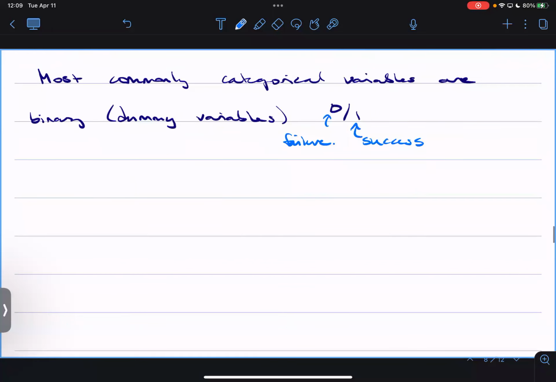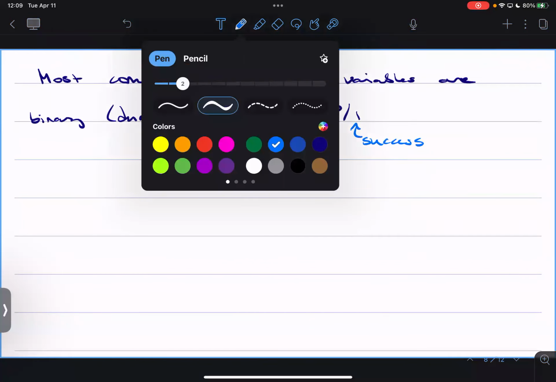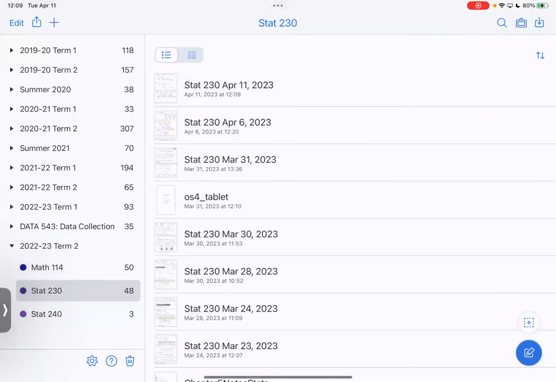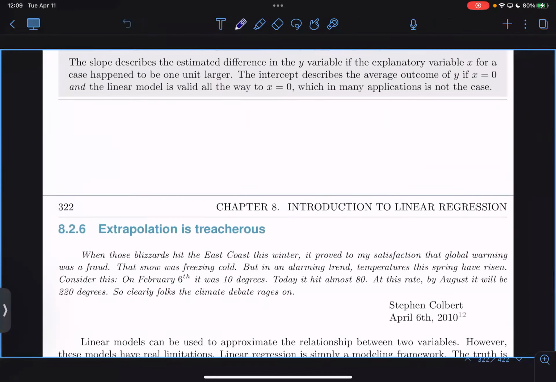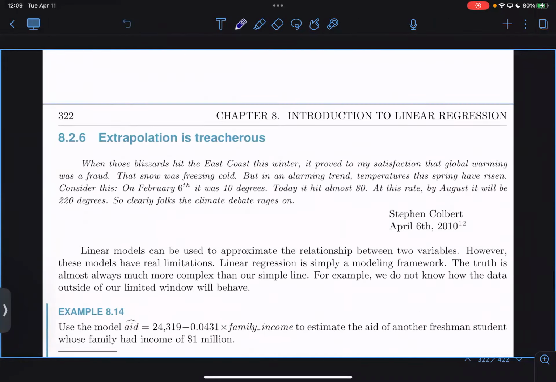So there's one. Oh yeah, so funny. She says treacherous a lot. Extrapolation is treacherous. Feel like maybe 4 times in the textbook she says treacherous, which I think is pretty funny.